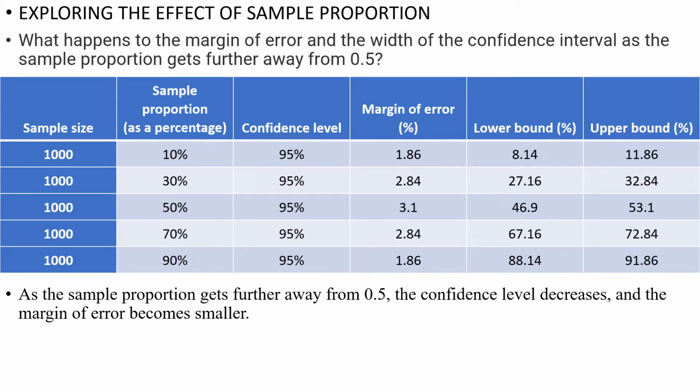Okay, people, your completed table should have looked like this. But now I want to ask you a question. What happens to the margin of error and the width of the confidence interval as the sample proportion gets further away from 0.5? In other words, if we move up or down away from 50%, what will happen to the margin of error?